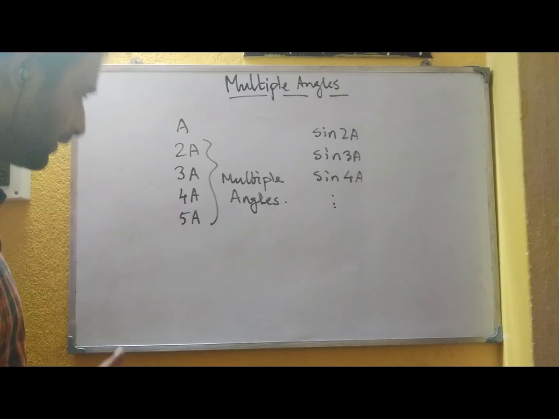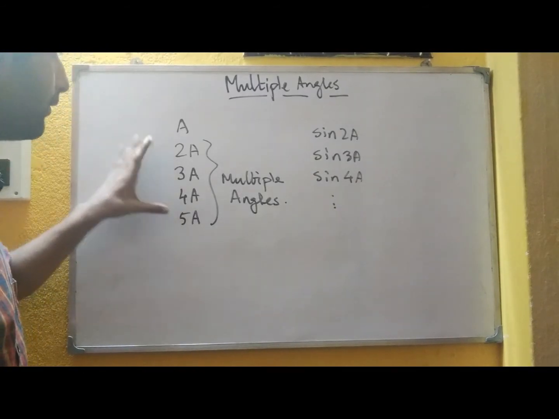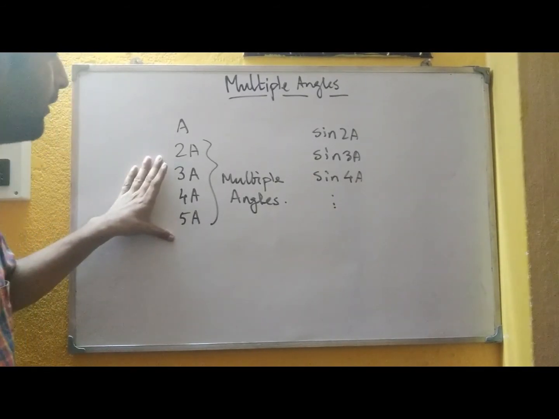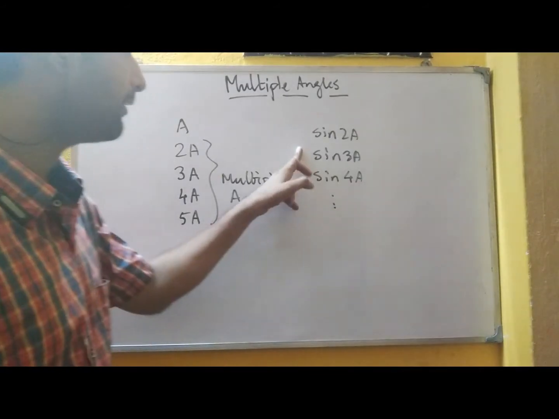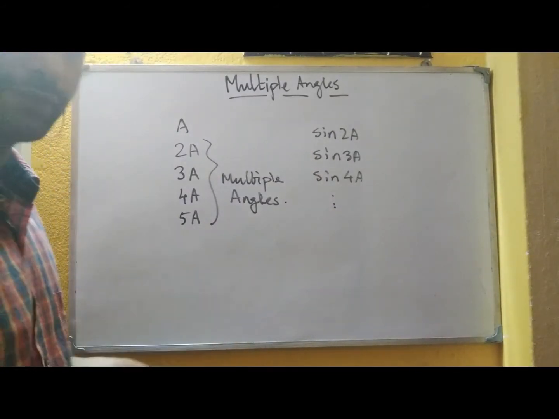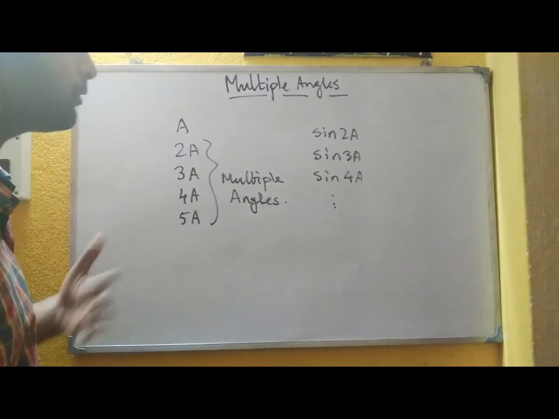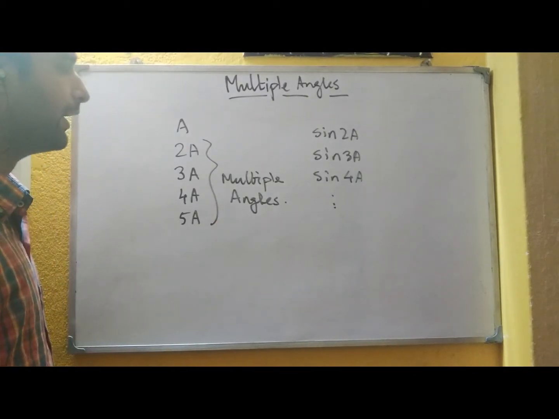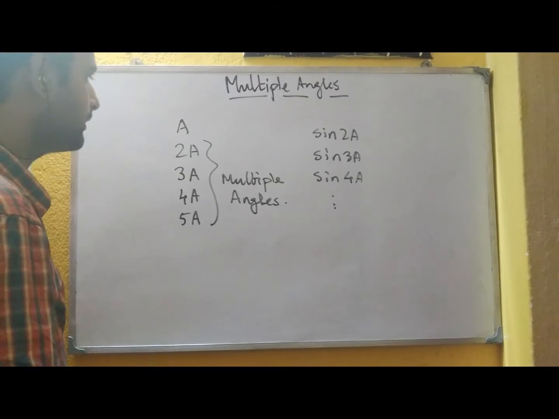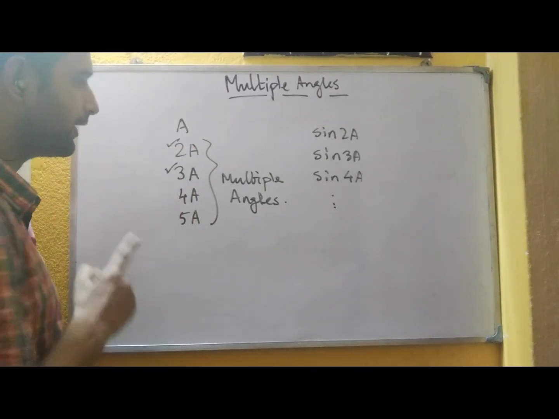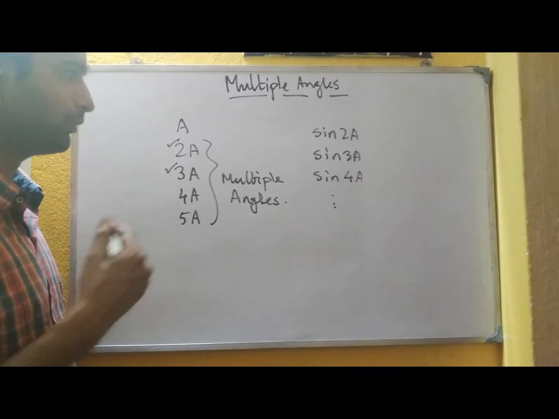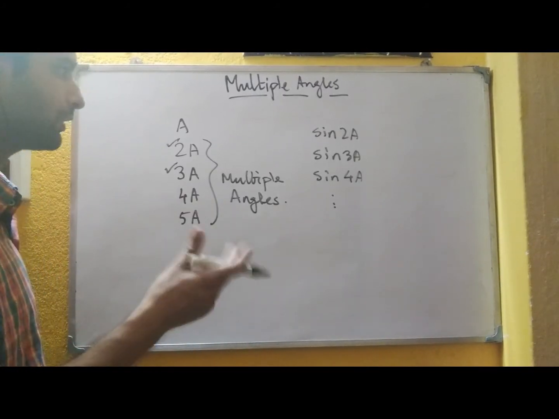So basically for different multiple angles of A, we have to find the corresponding formulas of sine of that angle, or cos of that angle, or tan of that angle. These few things we have to do here, and we will see that the most important angles are these two, 2A and 3A, because depending on that we can find most of the formulas for the angles.